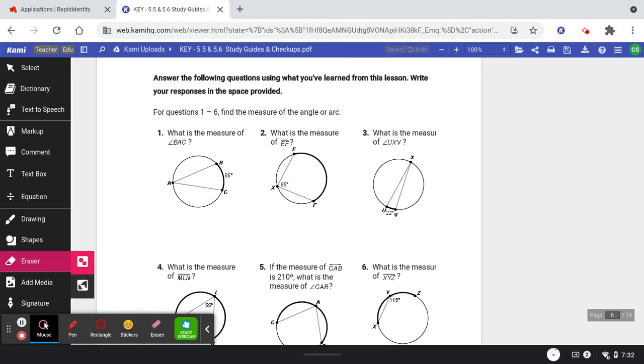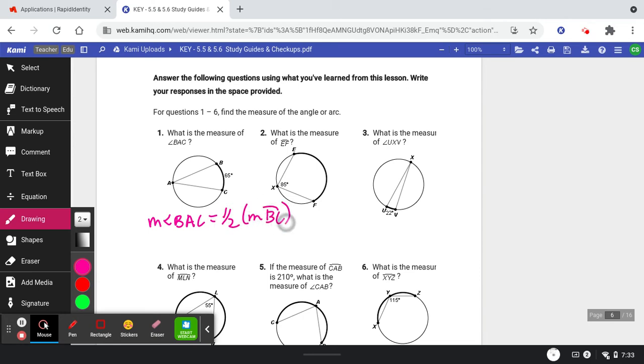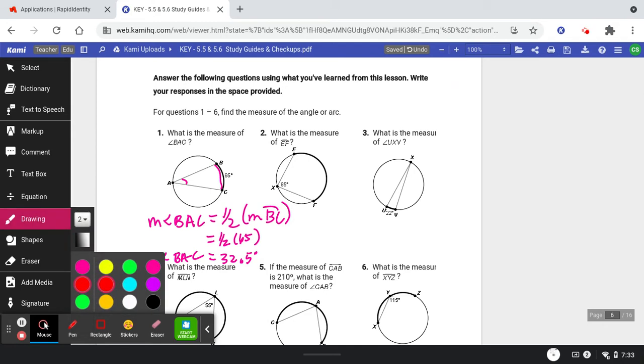What is the measure of angle BAC? Remember that BAC, an inscribed angle, is equal to half of the measure of that intercepted arc. So measure of BAC is going to be half of the measure of the intercepted arc BC. So this little angle right here is going to be half the measure of that 65. So half of the 65 gives us 32.5 degrees. Notice we can have a decimal. It's totally fine to have a decimal or a rounded answer sometimes. Okay, let's try the next one.